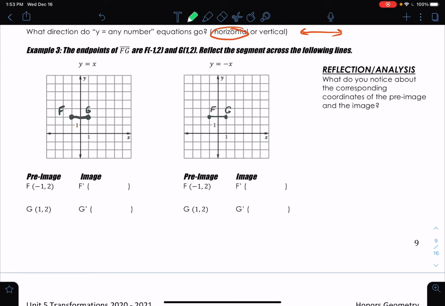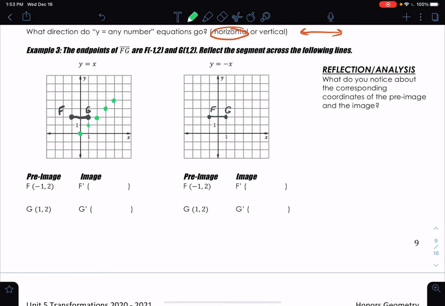All right, so in this last example, we're not going to be reflecting over a horizontal or a vertical line. We'll be reflecting over a slanted line. So we've got this segment FG. First off, we're going to reflect it over y equals x. So that's the equation of the line where the y-intercept is 0 and my slope is 1.